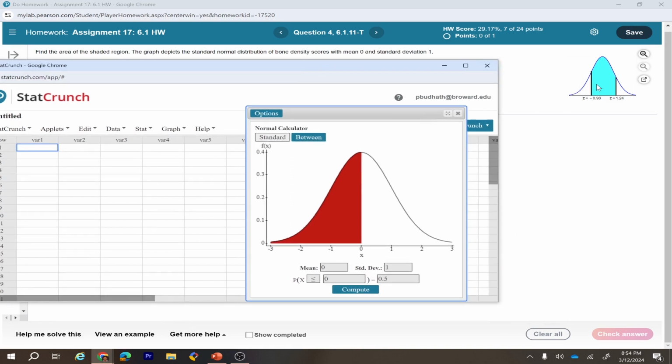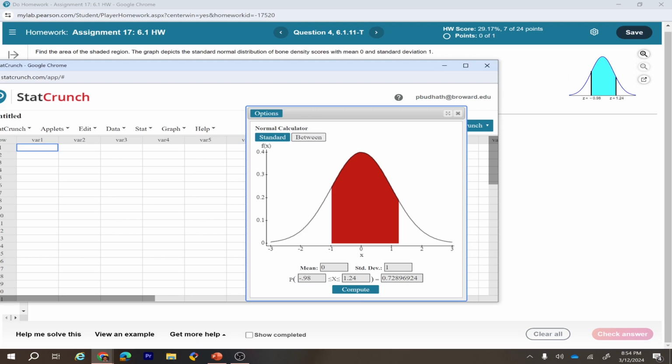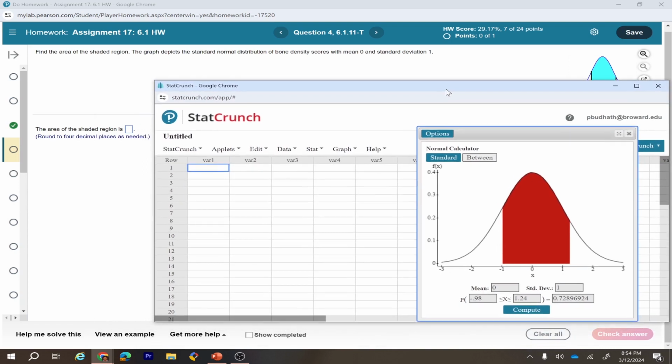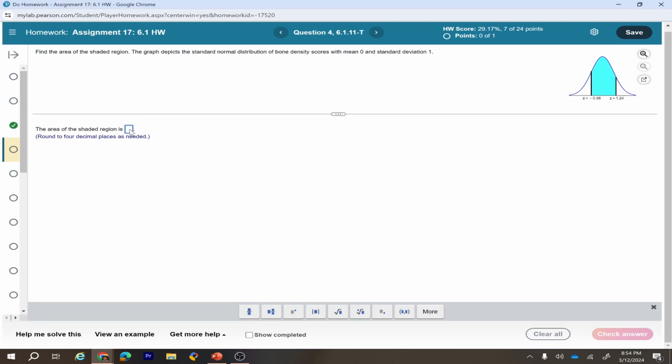Now we would like to find the area under the curve between these two z-scores. So use the between option and replace the z-scores by the corresponding values, negative 0.98 and 1.24. If you fill in these values and hit compute, that gives you the area under the curve, which is 0.72896. If you round it to 4 decimal places, because after the fourth decimal place there is a 6, it becomes 0.729.